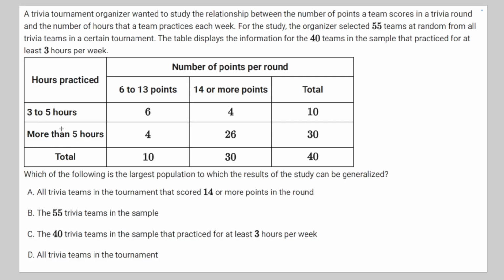So to further solidify the ideas that we learned from the last problem, we have the second problem. It says the following: a trivia tournament organizer wanted to study the relationship between the number of points a team scores in a trivia round and the number of hours that a team practices each week. For the study, the organizer selected 55 teams at random, so that's going to be the random sample, from all trivia teams in a certain tournament. That's going to be the total group, the group as a whole, rather.